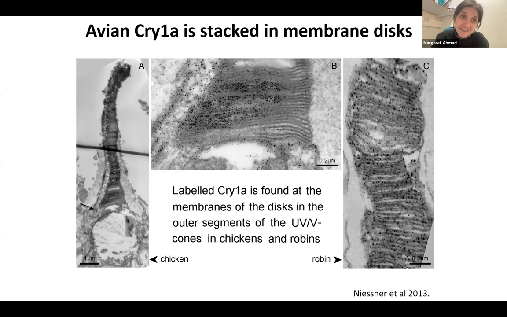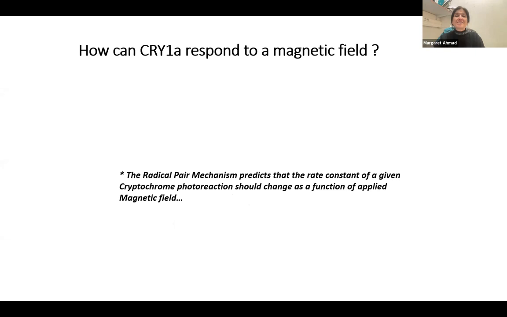So next we get to what's already been talked a lot about with the other two speakers. I'll go more quickly. So we have a cryptochrome. It's in the right place. It responds to the right type of light. And moreover, it's in an oriented situation where it could be a magnetosensor. But how? What could be the mechanism? Next.